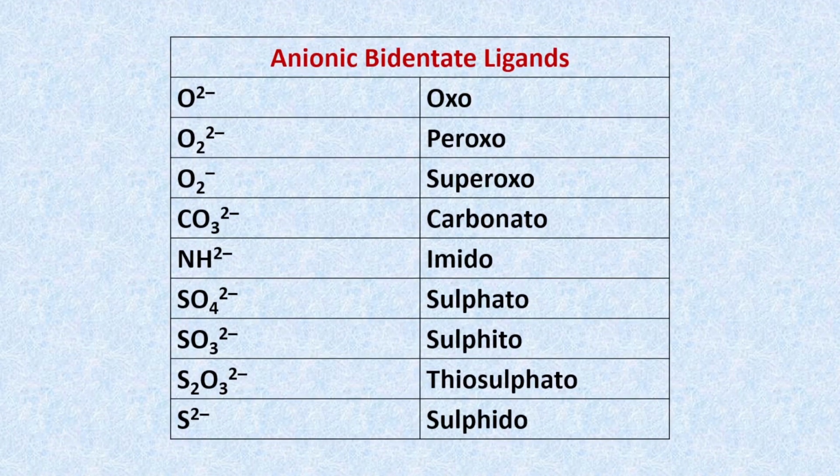These are some examples of anionic bidentate ligand. They are also named according to suffix in their name. Oxide, peroxide and superoxide are named oxo, peroxo and superoxo respectively. Carbonate and imide as carbonato and imido, while sulfate, sulfite, thiosulfate and sulfide are named sulfato, sulfito, thiosulfato and sulfido respectively.